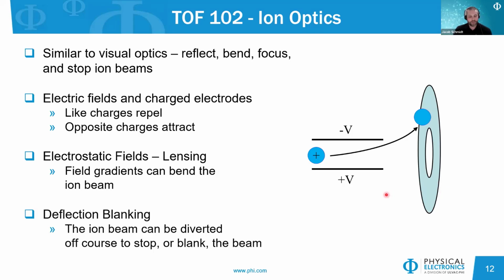We can also do deflection blanking to stop an ion beam. In this case, we will use the two electrodes to bend the ions away from its flight path, and in this case, it will impact the sidewall of an aperture. If this aperture is grounded, those ions will lose their charge and will not be detected by the spectrometer.